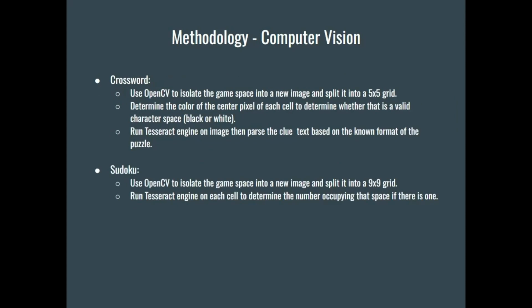For the crossword, we would use OpenCV to isolate the game space into a new image and split it into a 5x5 grid. Using that image mask, we would then determine the color of the center pixel of each cell to find out whether or not it was a valid character space, or whether or not we could write a letter in that cell. Lastly, we would run the Tesseract engine on the image and parse the clue text based on the known format of the puzzle.